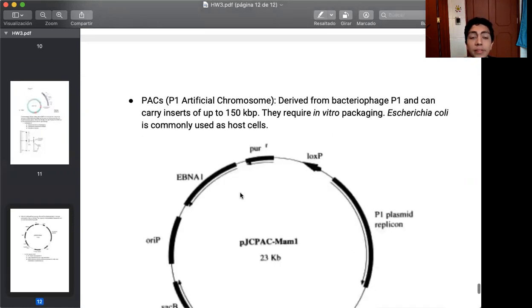Finally, we have the PACs, or the P1 artificial chromosomes. The P1 is a phage, so you can also find it as phage P1 artificial chromosome, because they are derived from this bacteriophage P1 and can carry inserts of up to 150 kilobase pairs. They require in vitro packaging, and Escherichia coli is also commonly used as host cells.